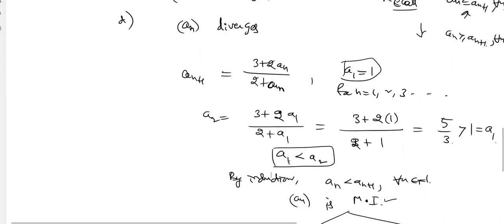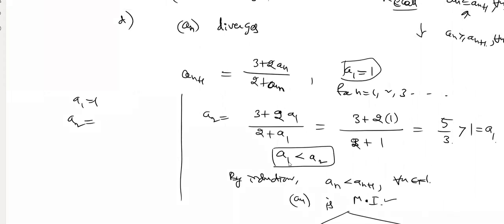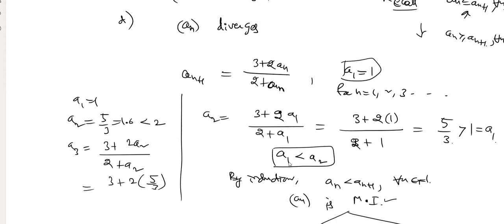So look at the argument. Here my a_1 is 1, a_2 is 5 by 3. So 5 by 3 is 1 point something, always less than 2. Of course, this is less than 3 also. Similarly, you can compute a_3. What is a_3? a_3 is nothing but (3 + 2a_2)/(2 + a_2). That means 3 plus 2 into 5 by 3, divided by 2 plus 5 by 3. That means what?